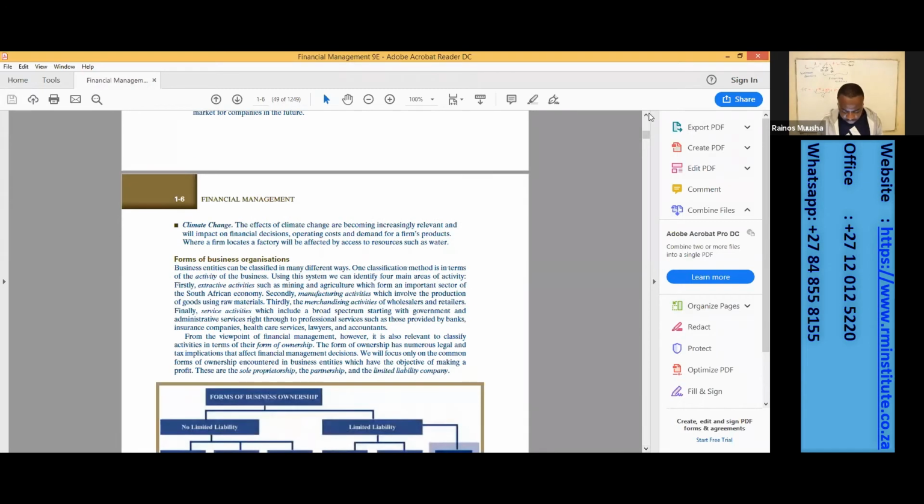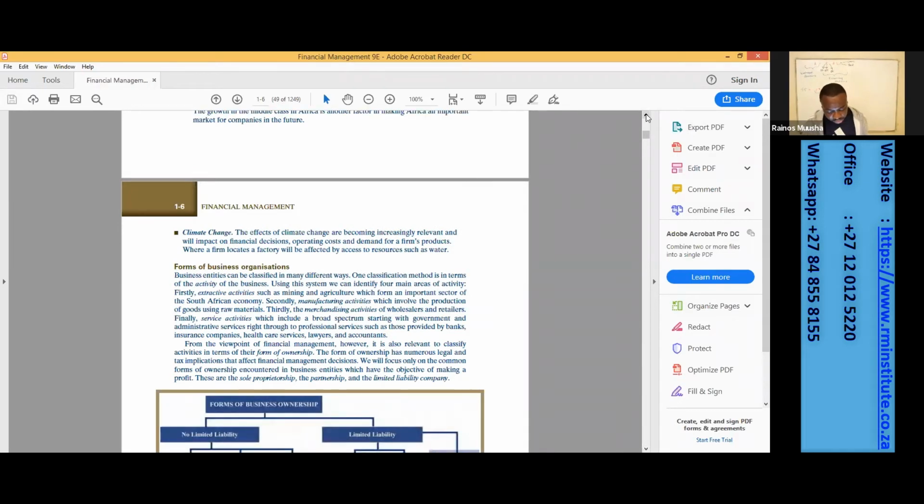Then the last issue that they discuss here is climate change, where they say the effects of climate change are becoming increasingly relevant and will impact on financial decisions, operating costs, and demand for firms' products. So where a firm locates effectively will be affected by access to resources such as water.